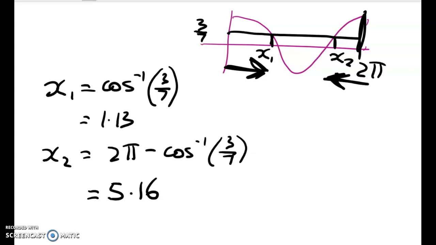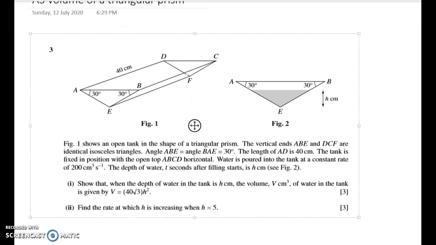Now I'm going to do the volume of the triangular prism question, which I think is harder, less obvious to see where to start. So let's carefully pause the video, and I want you to read through it and see how far you can get with setting this up. It looks really daunting, but you need to go back to year 9 and think about what is the volume of a prism.